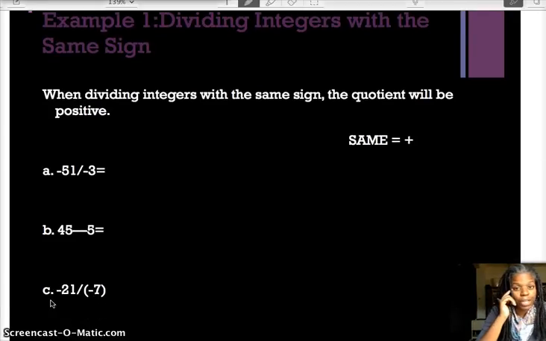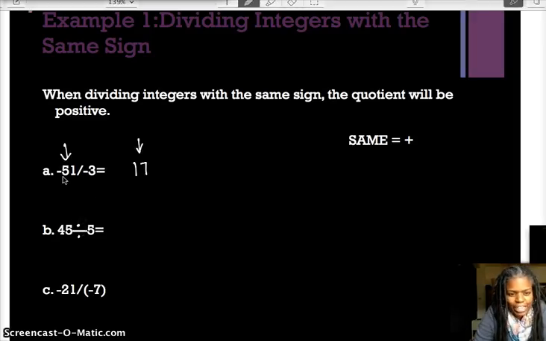As I mentioned in the last video, the rules basically apply when we multiply or divide integers, signed numbers. When you're dealing with two numbers and they have the same sign, your answer is going to be positive. This should be a division sign. Let's get started. Negative 51 divided by negative 3 is going to be a positive 17. You could put the positive sign down, but you don't have to. 45 divided by 5, both are positive. The sign is the same, so my answer is going to be positive. The answer is 9. And negative 21 divided by negative 7, same sign, so we're going to be positive.